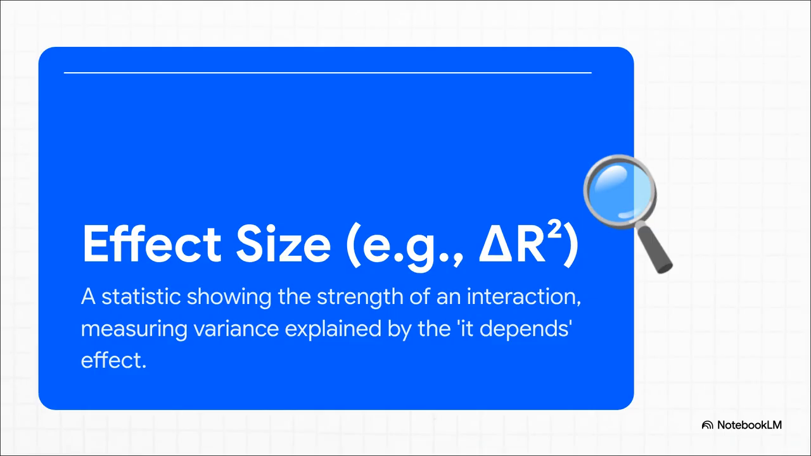Rule 2. Look past the pretty picture and find the hard number. A good, honest study will report something called an effect size. You might see a symbol like delta, r squared. This little statistic cuts through all the visual noise and tells you, objectively, just how strong that "it depends" effect really is.